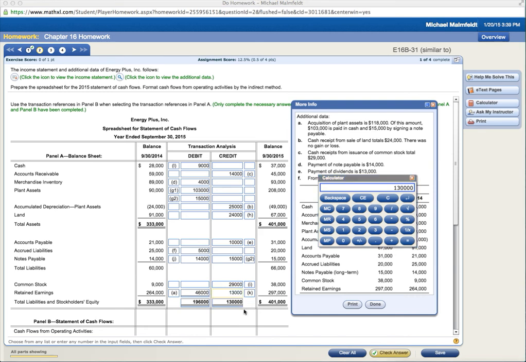Okay, so I see one big problem here is that these two should be flip-flopped. So from getting to 264 to 297, since this is a credit balance of retained earnings, this should actually be the bigger number. The 46,000 should be on this side, and 13,000 should be on this side.